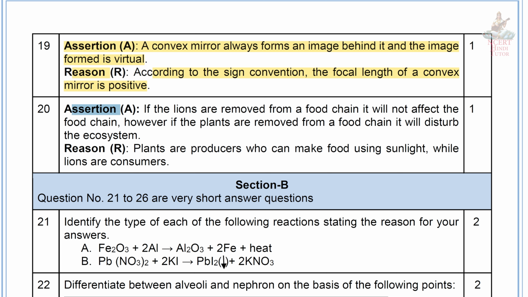Question 20. Assertion A. If the lions are removed from a food chain, it will not affect the food chain. However, if the plants are removed from a food chain, it will disturb the ecosystem. Reason R. Plants are producers who can make food using sunlight while lions are consumers. So, answer is D. A is false but R is true.